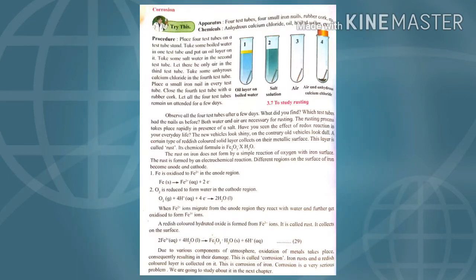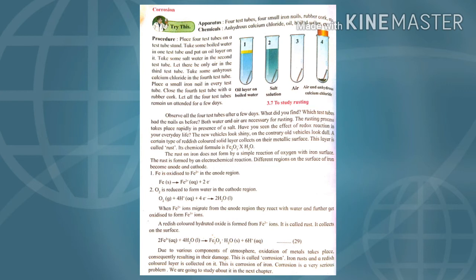Now we discuss the next point, that is corrosion. For this purpose, we discuss an activity. In 4 test tubes, we take 4 different samples, that is, boiled water, salt solution, air and anhydrous calcium chloride. In each test tube, we put an iron nail and observe. Then what happens? Corrosion of the iron nail happens in the first 3 test tubes. On the other hand, in the last test tube, corrosion does not happen.